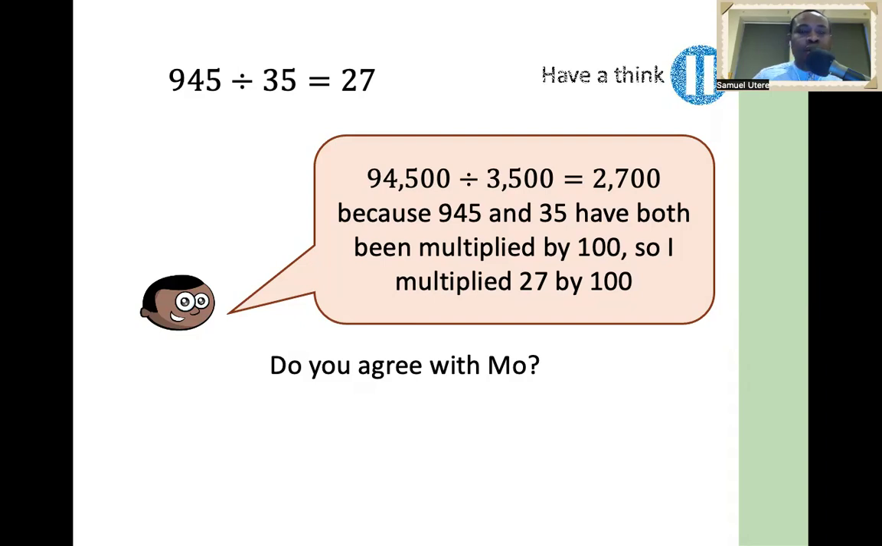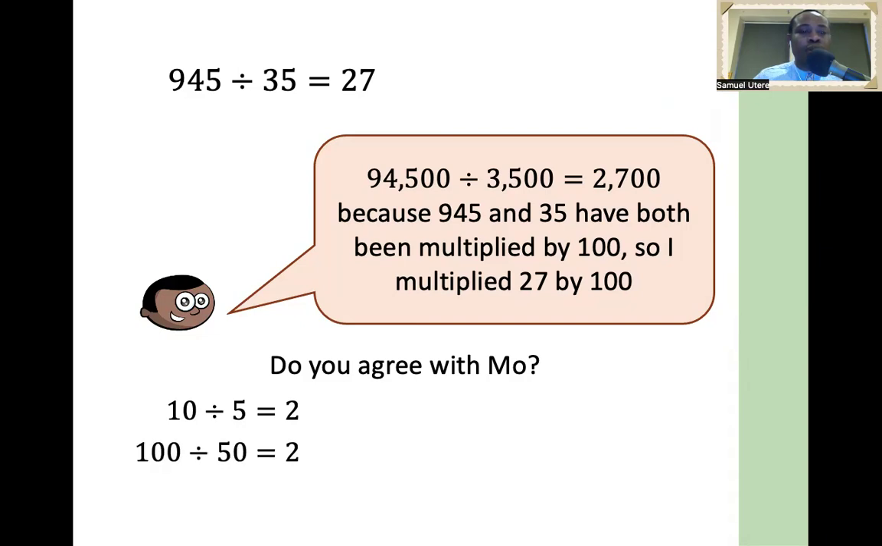Well, let's see by thinking about this example. If I told you 10 divided by 5 is equal to 2, you would agree, right? But what if we made 10 10 times bigger and 5 10 times bigger? Well, we effectively have the same answer. Another way to think about it is, what is 10 divided by 10? It is 1. So you have simply just made the numbers 10 times bigger, but they divide each other out and you effectively have the same answer. So Mo is wrong. The answer remains the same.